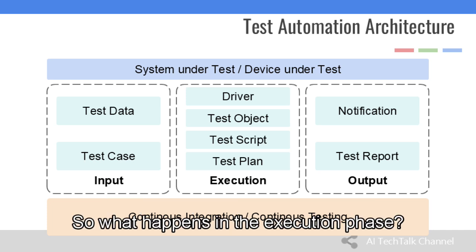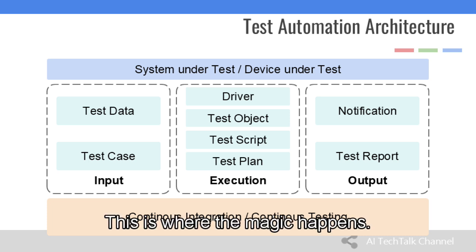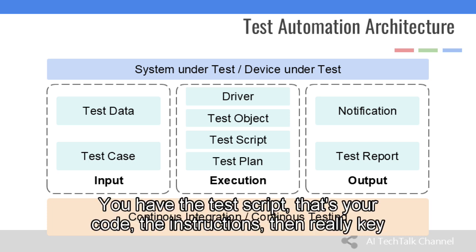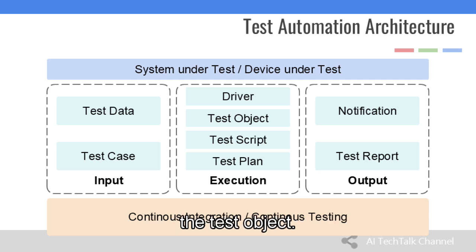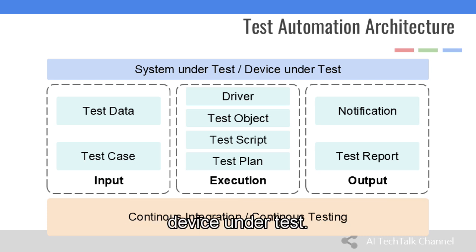So what happens in the execution phase? What's core there? Right, execution. This is where the magic happens, or the automation, anyway. You have the test script, that's your code, the instructions. Then, really key, the test object. That's what you're testing. Could be the whole system under test, like a website, or maybe a specific device under test, like a phone. Okay, the target.